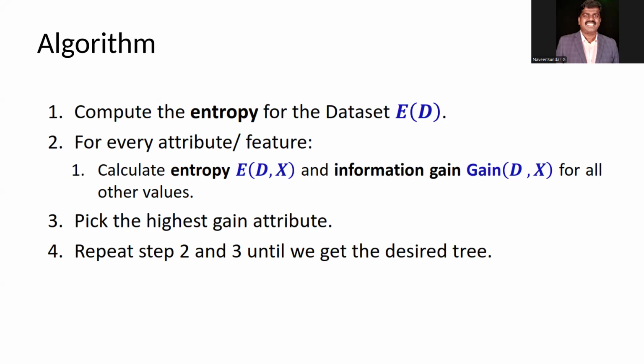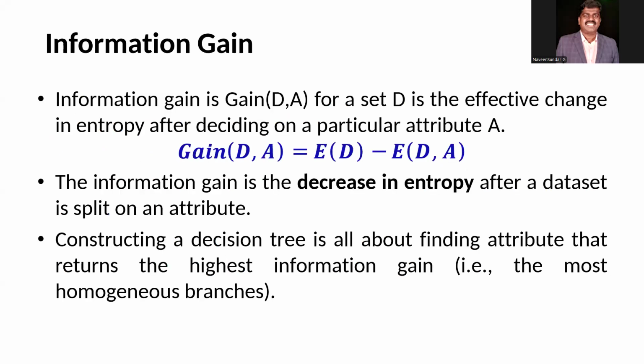That is the algorithm. Now we will find out how to compute the information gain. Information gain, for a data set D, that is the main data set, is the effective change in entropy after deciding on a particular attribute A.